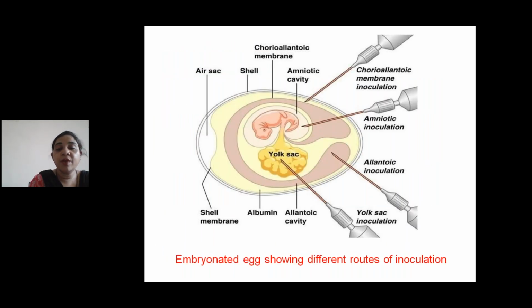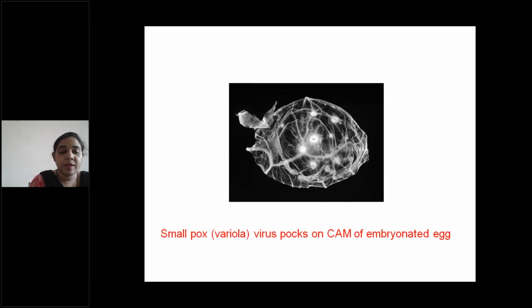This diagram is very important. All of you have to learn this diagram. Please learn to draw it. Pencil. So, smallpox on the chorioallantoic membrane of the embryonated egg. This is the chorioallantoic membrane. Can you identify the pocks? They are like dots, white dots.